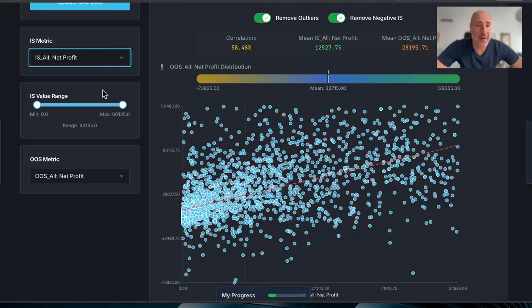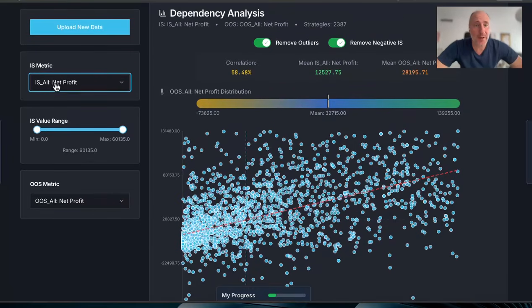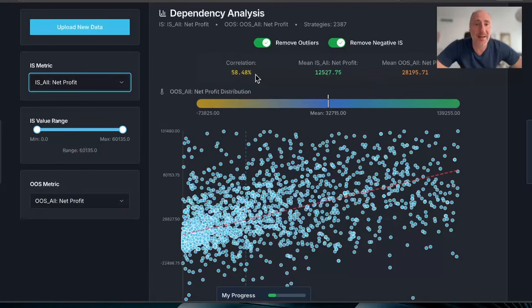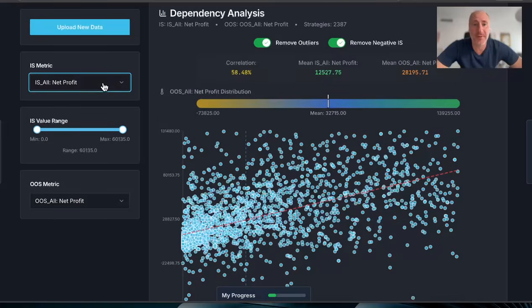So if we try to maximize the in-sample net profit, the chances that we will also have good net profit in out of sample are much higher. You can see that the slope is already much higher as well, and the correlation is above 50%. Now, hear me out. About 60% correlation in our industry in any study is already quite good. So what we're seeing here is that optimizing for net profit, maximizing net profit, is a much wiser choice than optimizing for profit factor, and it will definitely give us much better results in out of sample.